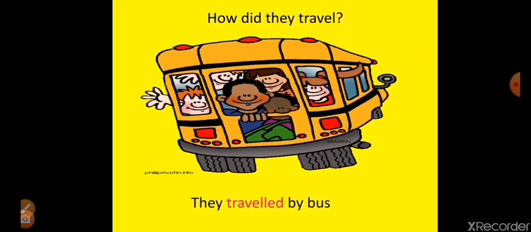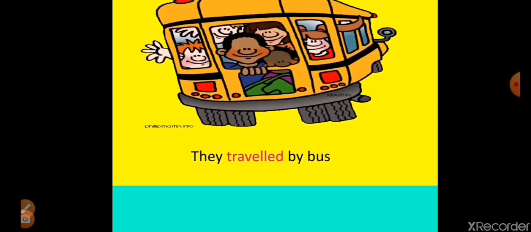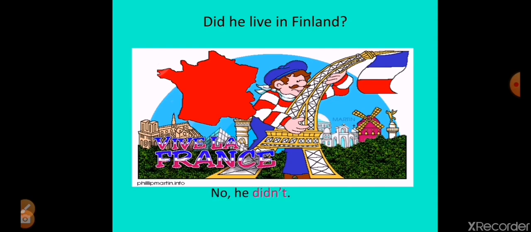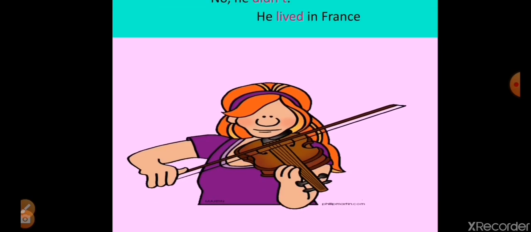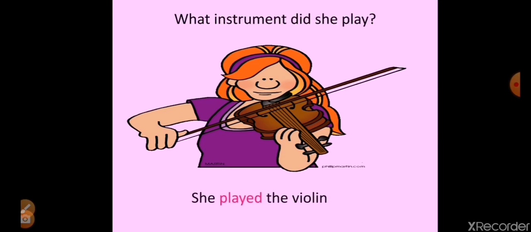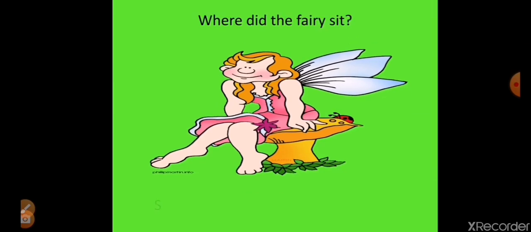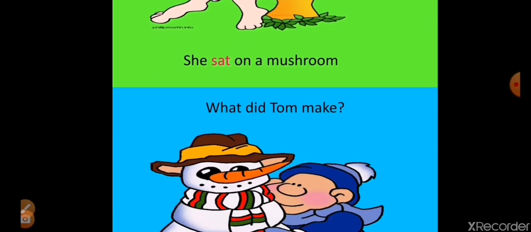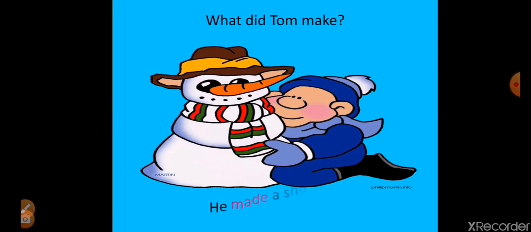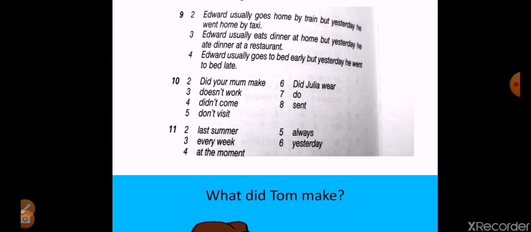Again, how did they travel? They traveled by bus. Did he live in Finland? No, he didn't. He lived in France. What instrument did she play? She played the violin. Where did the fairy sit? She sat on a mushroom. What did Tom make? He made a snowman.